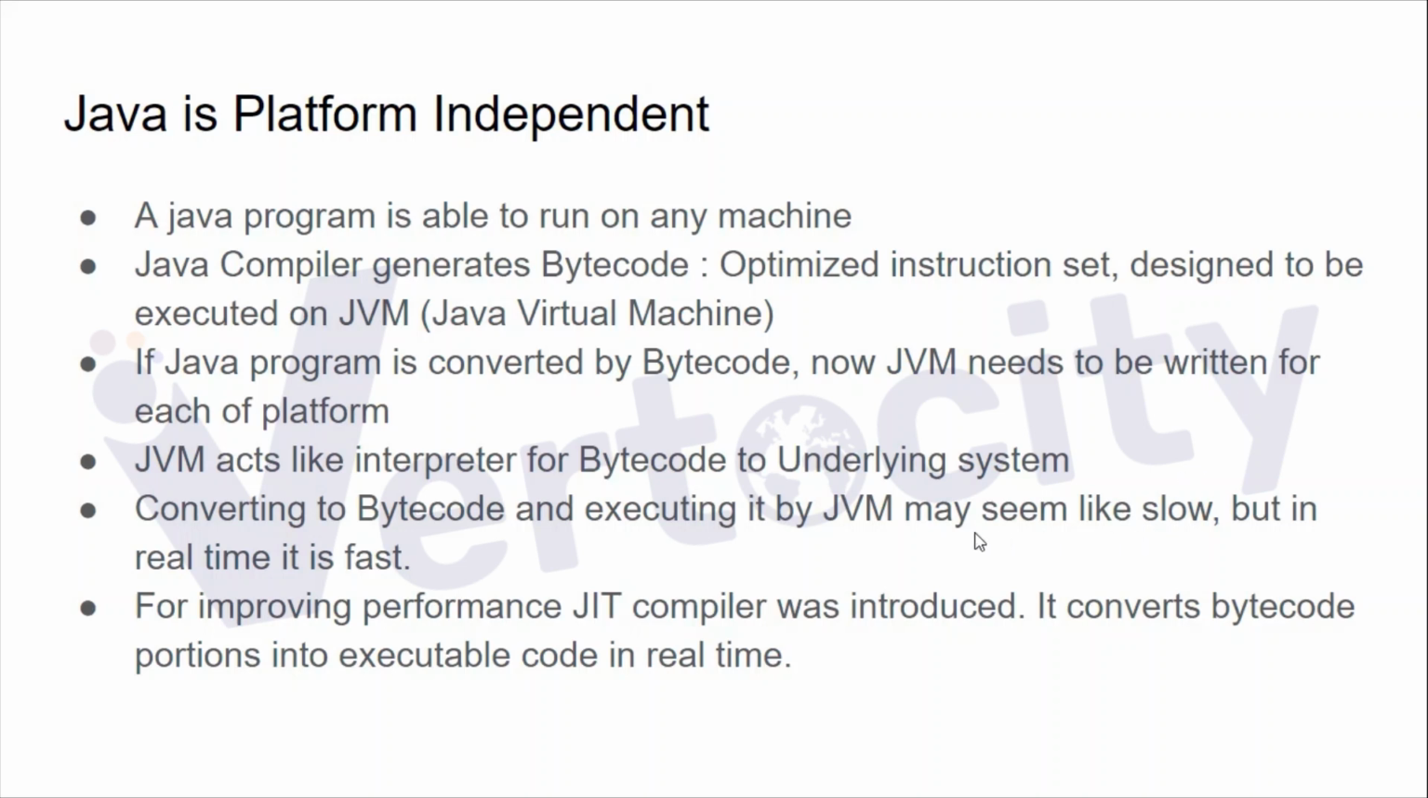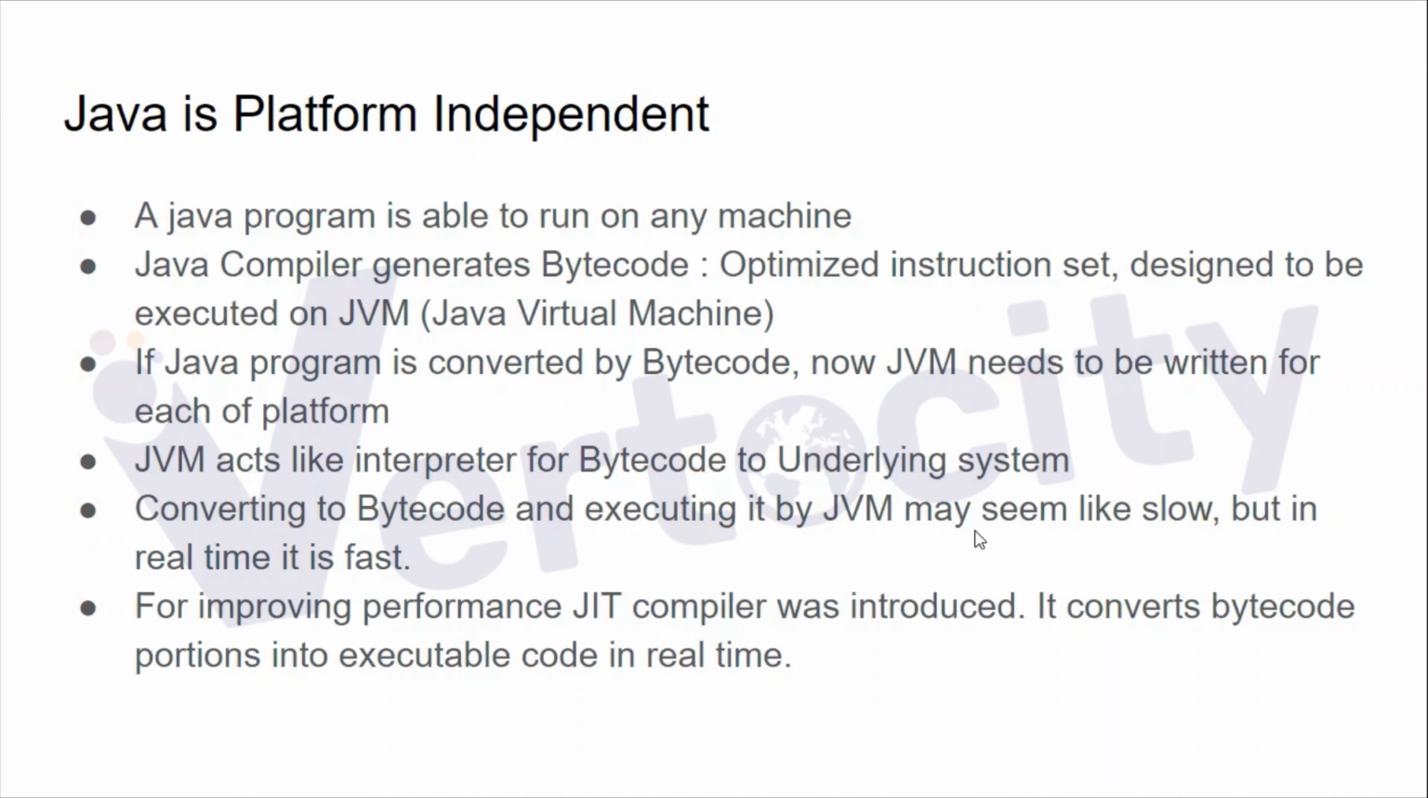How does this happen? This happens due to a feature called Java bytecode. Whenever there is a Java file which has Java source code in it, the JVM would generate bytecode for each of these files. Bytecode is an optimized instruction set designed to be executed by the JVM. So this bytecode is generated by the Java compiler.